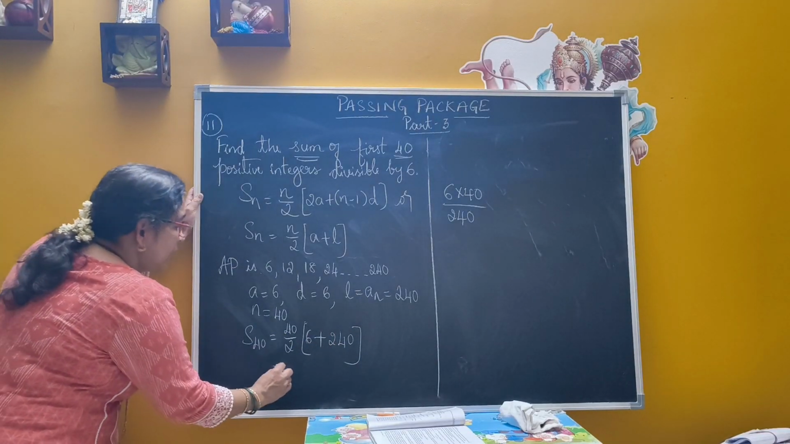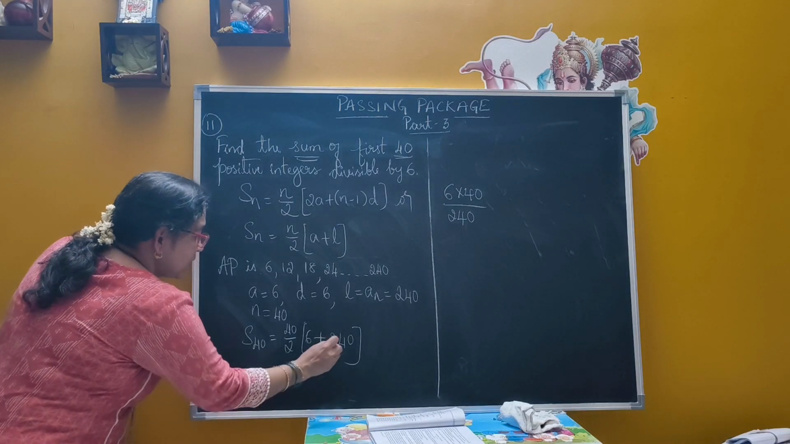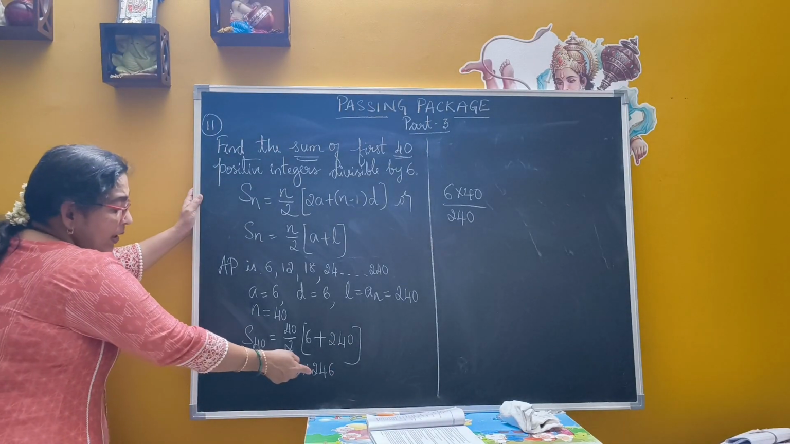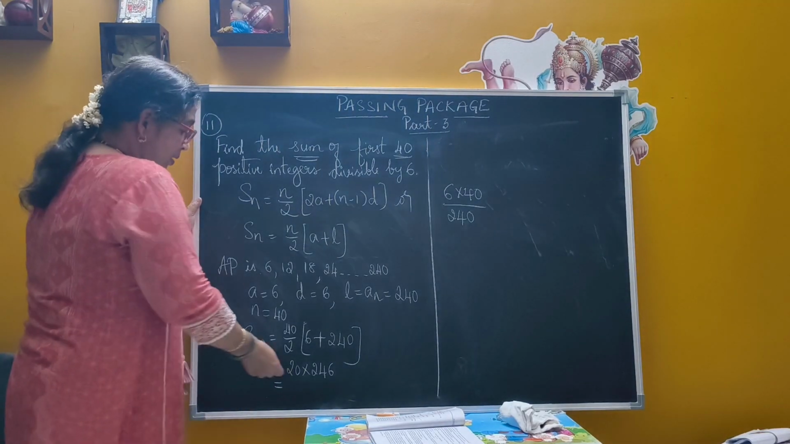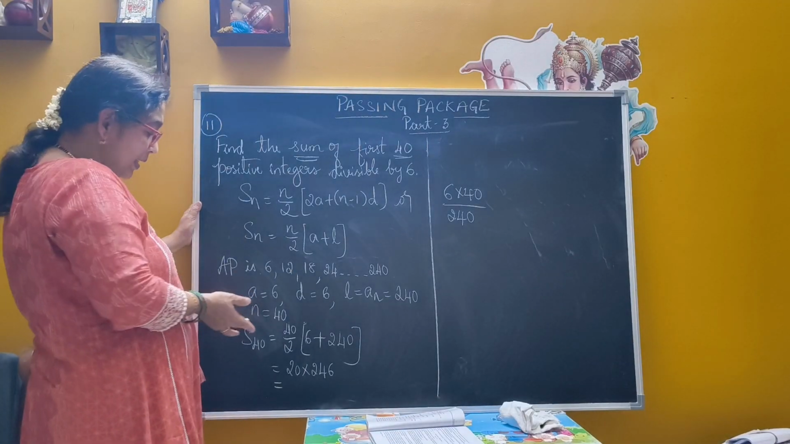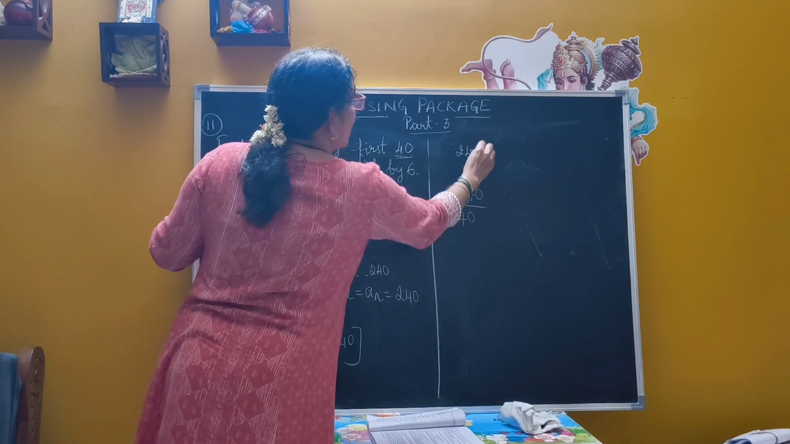Okay. So 40 by 2, it is how much? 20. 6 plus 240 is 246. Multiply. So 20 into 246, how much? You can multiply separately in the working column, or if you know, you can write it directly. Okay, so 246 into 20.